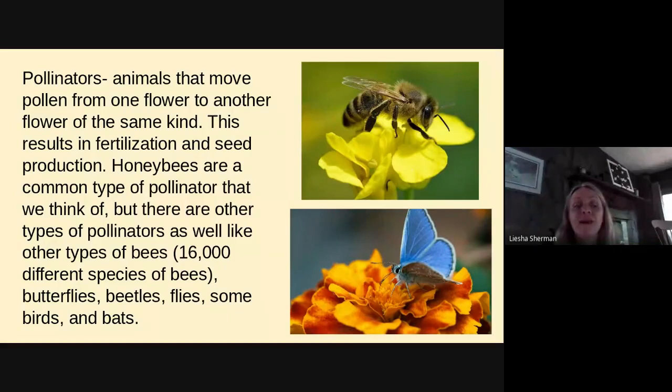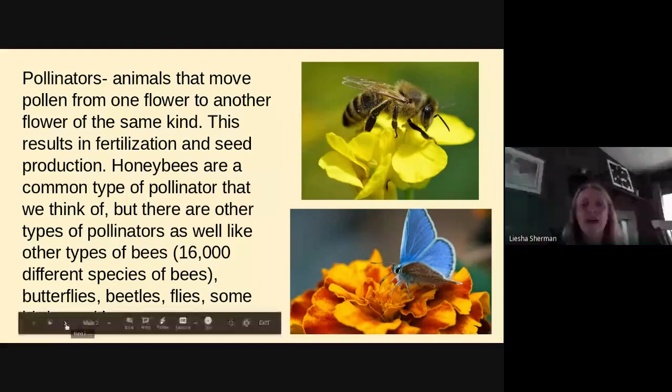Honeybees are a common type of pollinator and maybe the one you thought of first, but there are other types of pollinators as well. Like other types of bees. There's actually 16,000 different species of bees besides the honeybees. Butterflies are pollinators, beetles, flies, some birds, and bats. And basically, when you're thinking about a pollinator, it's just any animal that moves pollen from one flower to another flower.